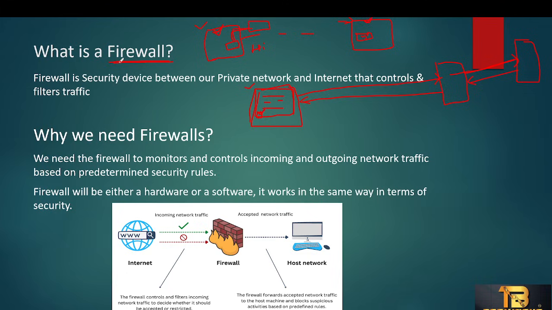Okay, private network. So this is how the security device will be placed between your public and private network. Here we'll be having a firewall. This firewall will be sitting in between your internet and private network.